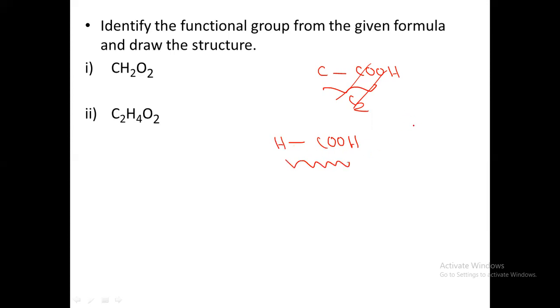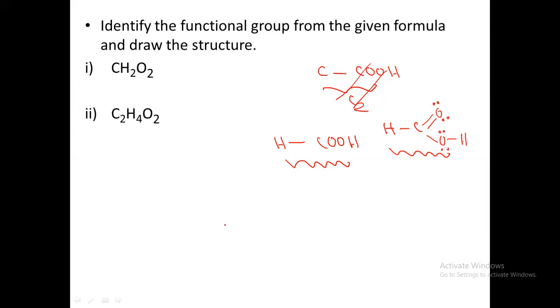Okay, so how to expand this? It's C double bond O, OH. Now it's very clear that 3 valencies of the carbon are being used and only 1 valence is free. That's why we are satisfying it with hydrogen, HCOOH. That's the first carboxylic acid, 1 carbon carboxylic acid. Always remember there are 2 lone pairs on oxygen.